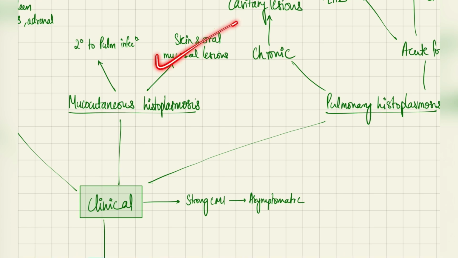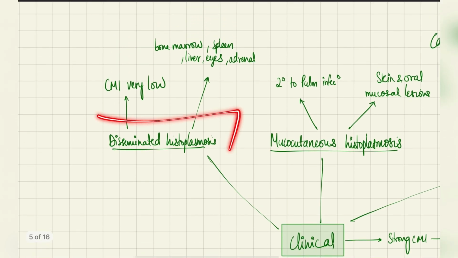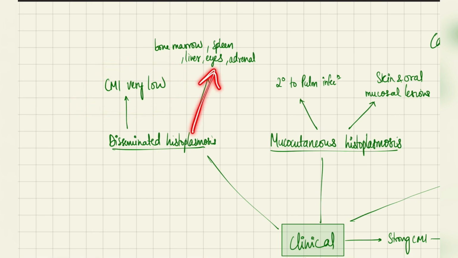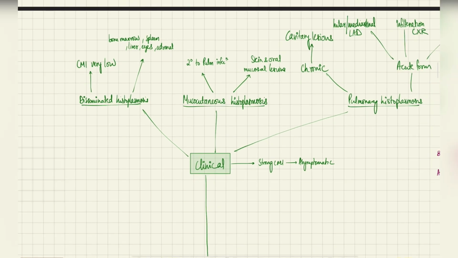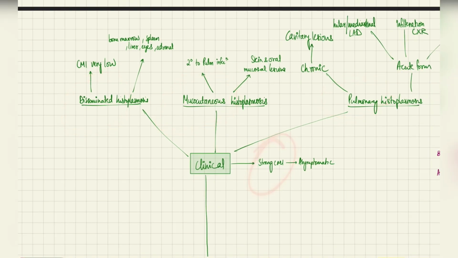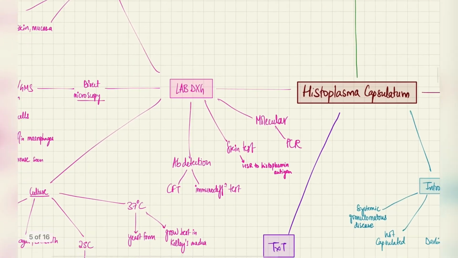And here we can see skin and oral mucosal lesions. Finally, we have disseminated histoplasmosis, which occurs when the cell-mediated immunity is very low. The disease will now spread to the bone marrow, spleen, liver, eyes and adrenal glands, causing more severe manifestations. So these are the three: pulmonary, mucocutaneous and disseminated. However, if you have a strong immunity, you'll mostly go asymptomatic.